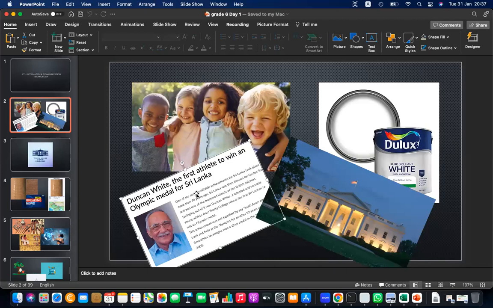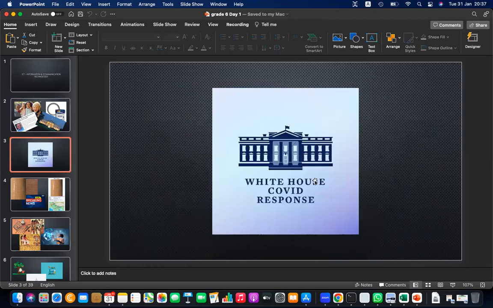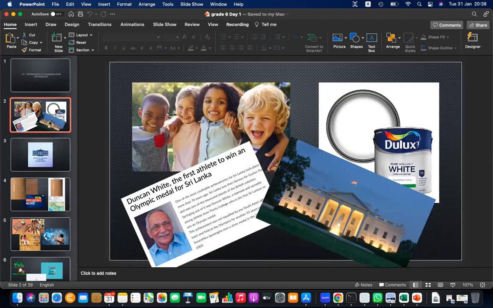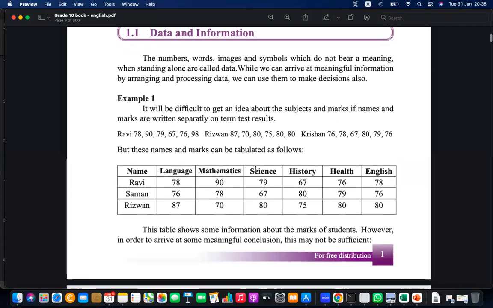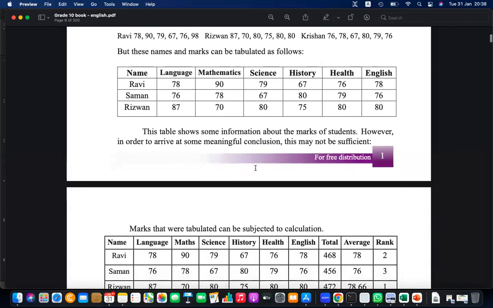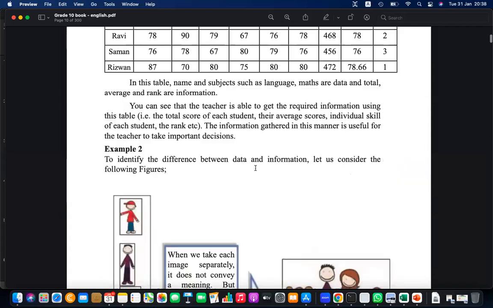It's a person, a set of people, a place, a color, a paint. Maybe if you further explore White House COVID response, likewise, we can further explain that. Anyway, the basic facts about something, someone, or some concept are called data. Here they're asking what is data? Data are basic facts, facts about something, someone, or some concept.